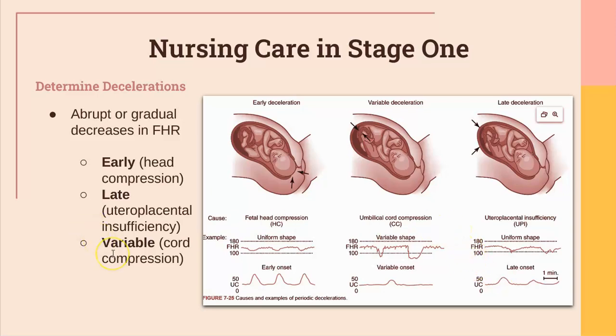And then a variable deceleration, they believe, is because of cord compression. It's variable, meaning it might be related to a contraction, or it might not be. What you're going to do is move mom, because if you have a cord around the head or a cord around the body and you put mom in a different position, that might be enough to stop those decelerations from happening.